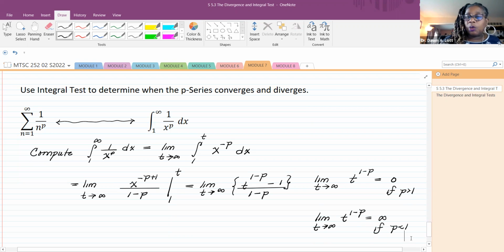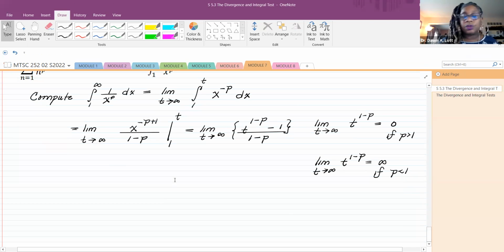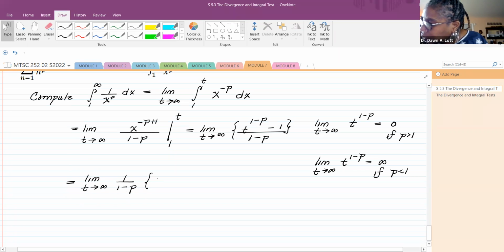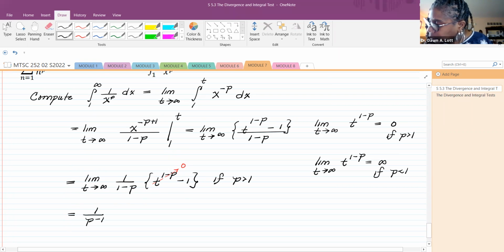Okay, so this thing will equal the limit as t goes to infinity of 1 over 1 minus p times t to the 1 minus p, minus 1. And this thing is going to go to 0 only if p is greater than 1. And if that happens, I just get 1 over p minus 1.